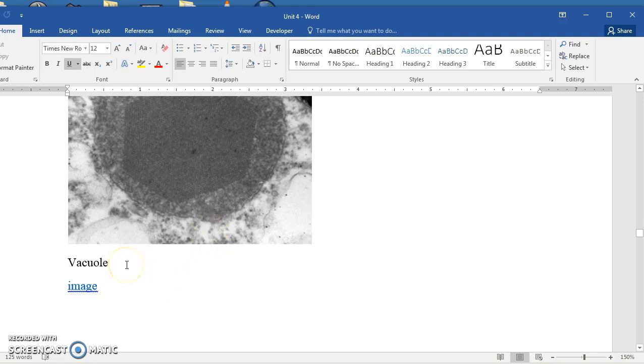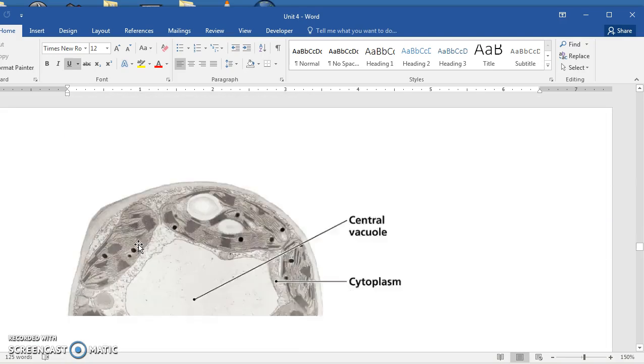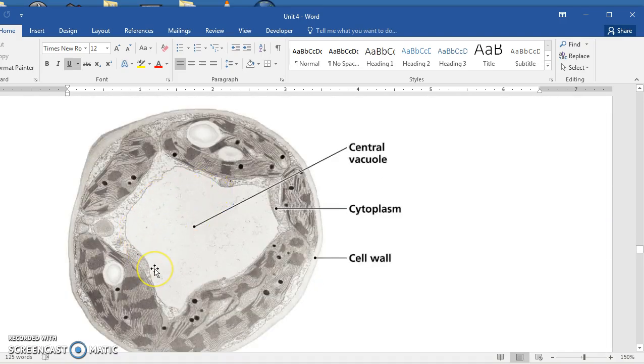Vacuole, that's a large storage compartment. It can store waste, it can store nutrients, it can store acids, it can store a number of things, stains from plant cells, and can take up a vast majority of the cell and push other organelles off to the side. Here's a vacuole in a plant cell, and you can see it's taking up a good amount of the volume and pushing the chloroplasts off to the side. You can see these chloroplasts. We'll talk about those a little bit later.